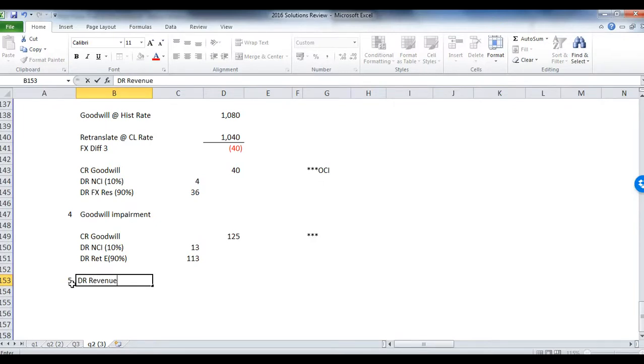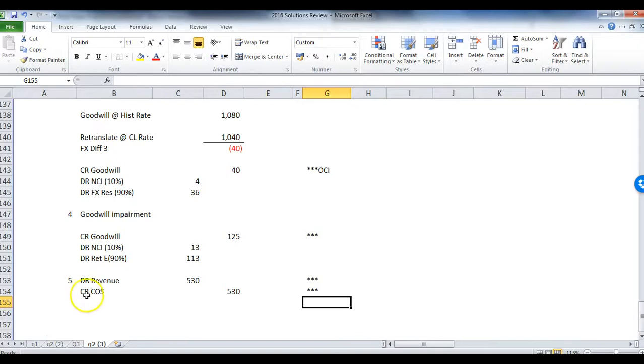Debit revenue 530, credit cost of sales. And both of these go to this block. So these labels are going to be very beneficial and very efficient when you start finishing off your statements. All you have to look for is your relevant labels and slot them in. So it is a good way of getting marks very quickly and ensuring you don't forget them or have to dig back into the workings to figure out what adjustments are required.